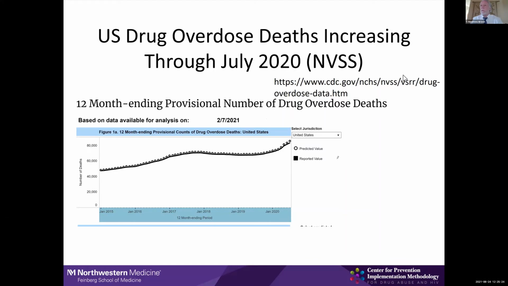So I'm going to switch to another topic that we've been working on, and that is looking at drug overdose deaths. This is US data through July 2020. The number of overdose deaths continues to increase over time. And you can see that there's not too much difference overall at a national level between white non-Hispanics and Black African-American non-Hispanics in terms of their overdose death rate.